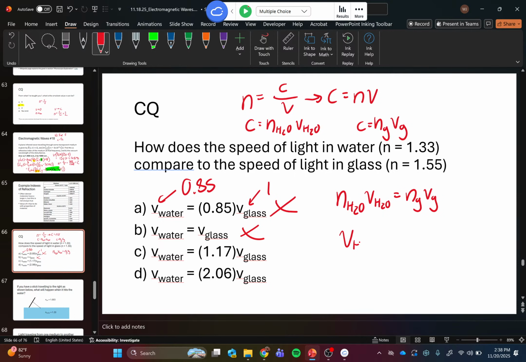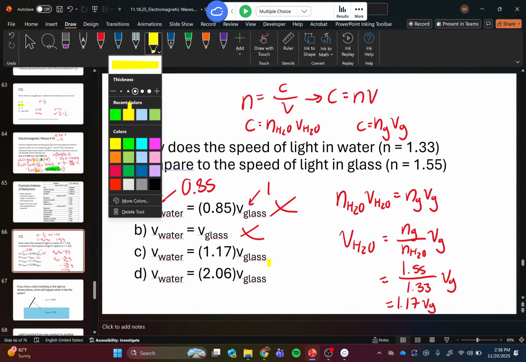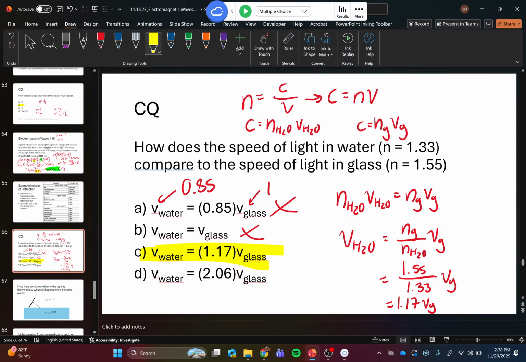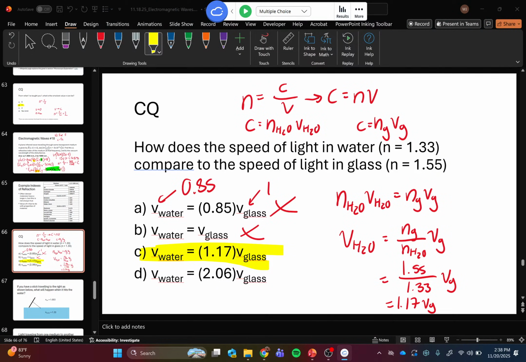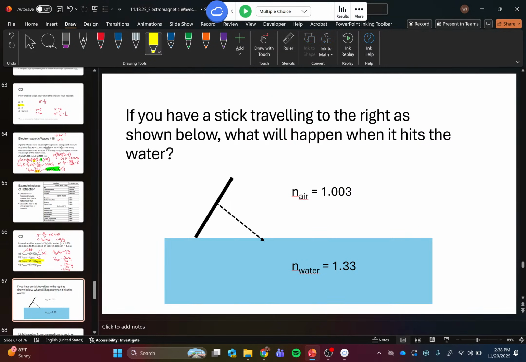And so then I just get v of H2O equals n of glass over n of H2O times v of glass. And so that ends up being 1.55 divided by 1.33, and that's the 1.17. Really, this question was just determining which way you divide it. Do you divide 1.55 by 1.33 or vice versa? And great, there you go. Cool. Okay. Great. And we did it.